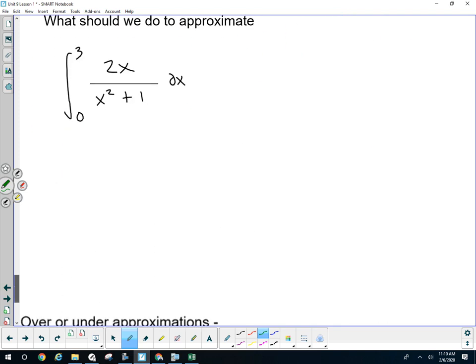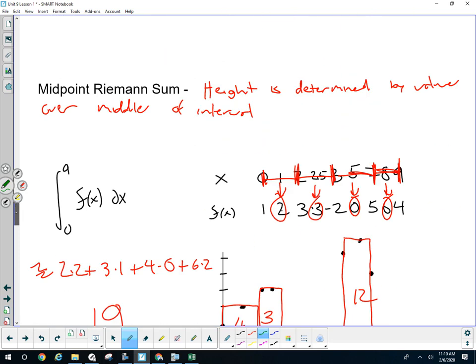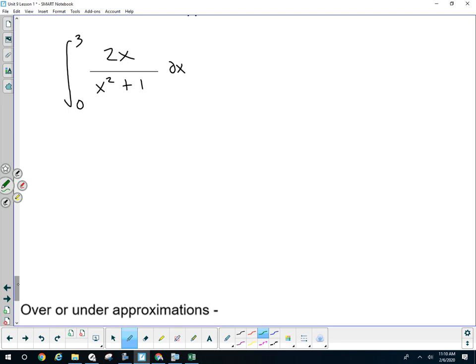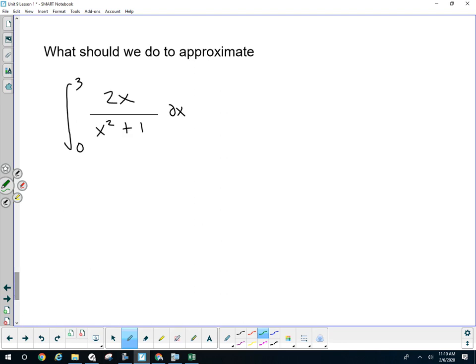Now, we still can't find this exact area because you don't know the antiderivative, but we can approximate this. Any ideas? What should we do to approximate this? Yes, split it up. Let's use a table. Now, we're going from 0 to 3, so that means my table, if I'm looking at some points, should be from 0 to 3.